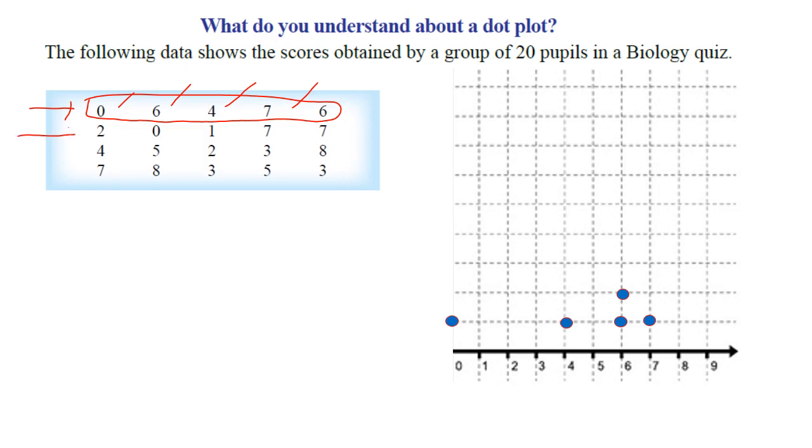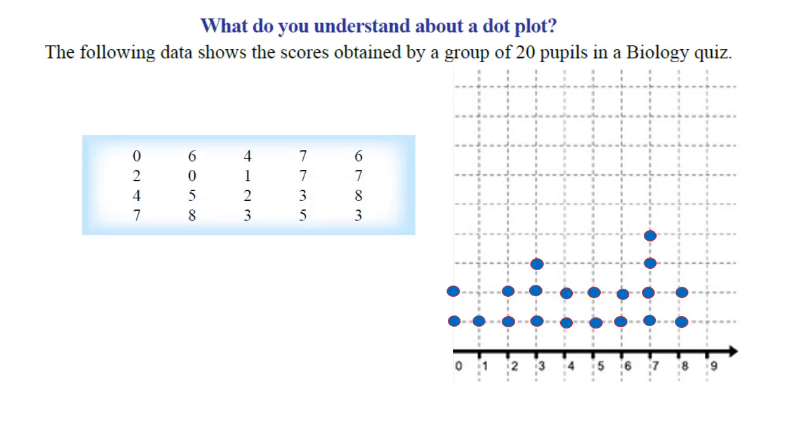The next is the second row. So 2 is over there, 0 again. You just put on top 1 here, 7, another one, and 7, another one. Quite easy, no problem. So the other 2 rows, you can do it very fast. Here you are. So this is the dot plot.